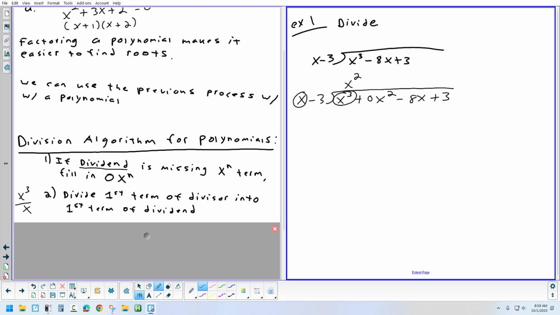You can put that anywhere you want up above. We don't have to line up the quotient, which is the answer up top, with anything. Just put the x squared anywhere you want up above the line.